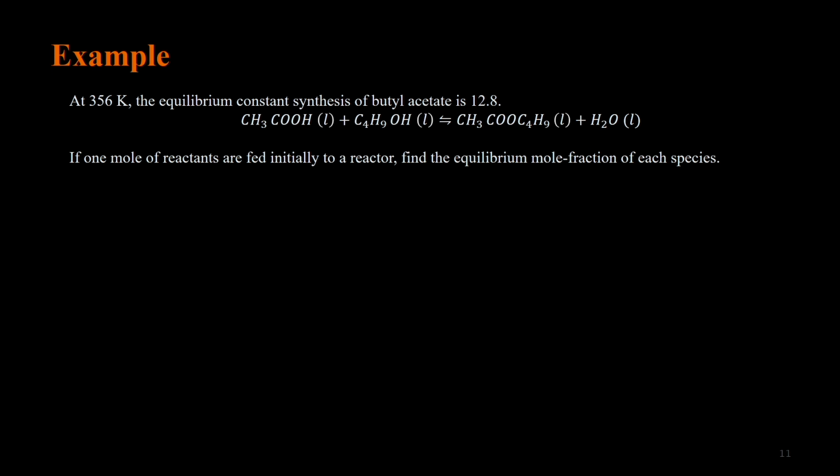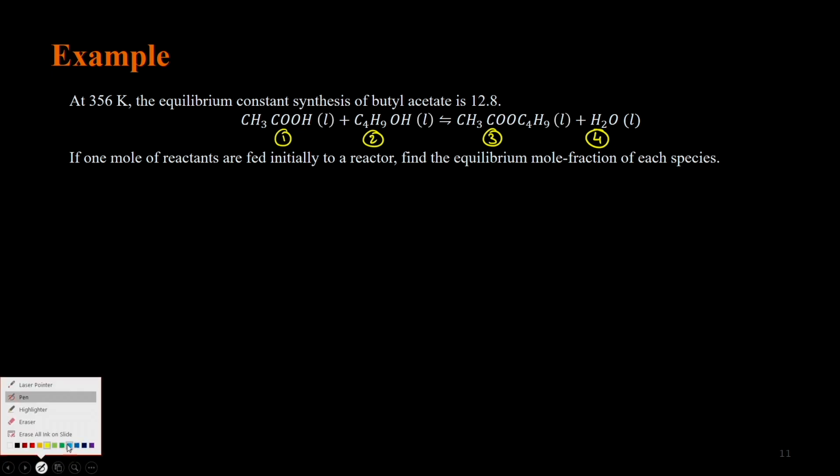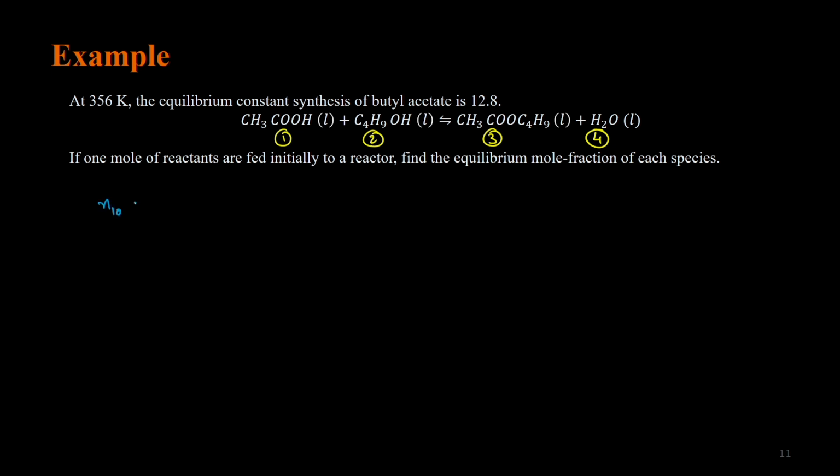Initially, we are feeding 1 mole of each of the two reactants into the reactor, and we want to find the equilibrium mole fractions for each of the species. Let's see how we can solve this particular problem. As we have done in the previous example, let's give some numbers for each of the species: 1, 2, 3, and 4. The initial number of moles: N1 naught is 1, N2 naught is 1, N3 naught is 0, and N4 naught is also equal to 0.